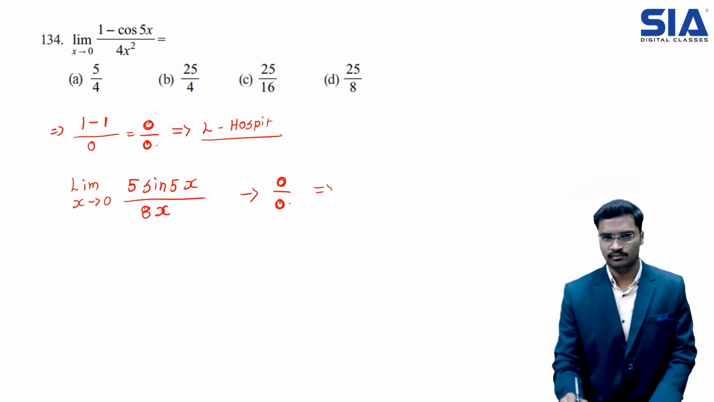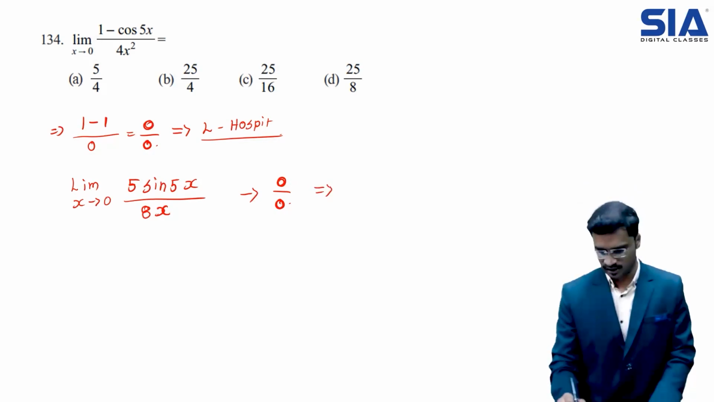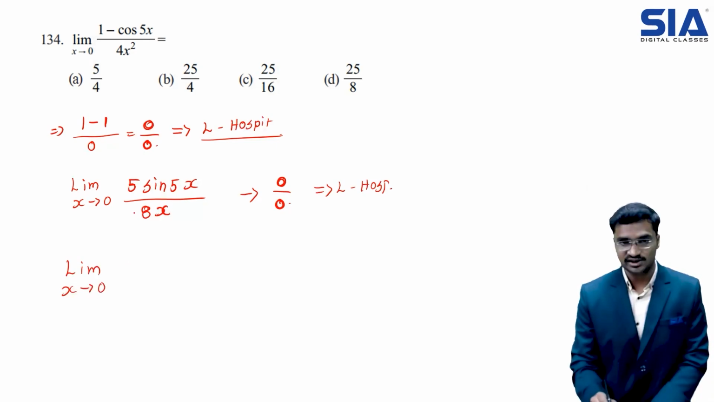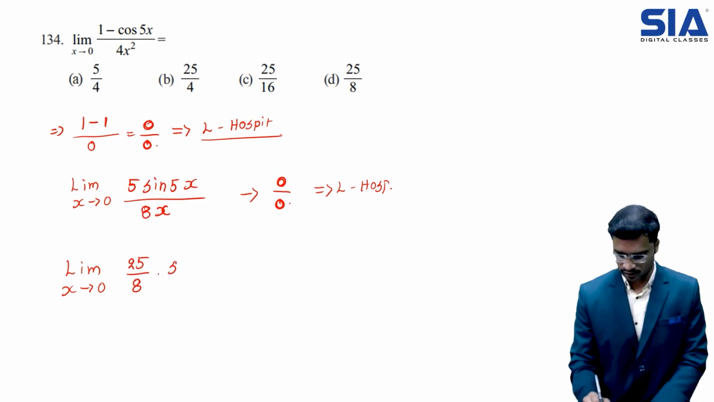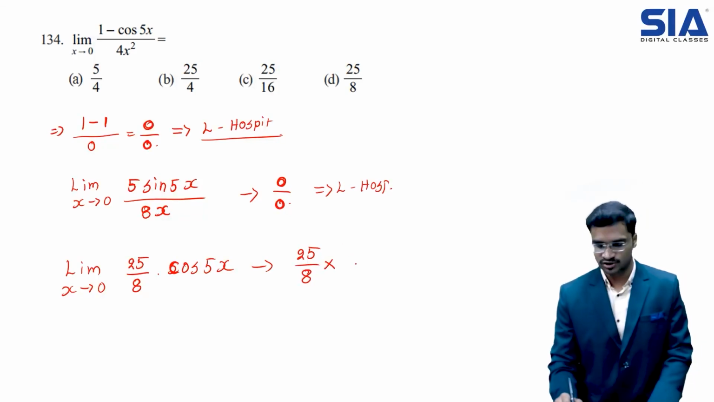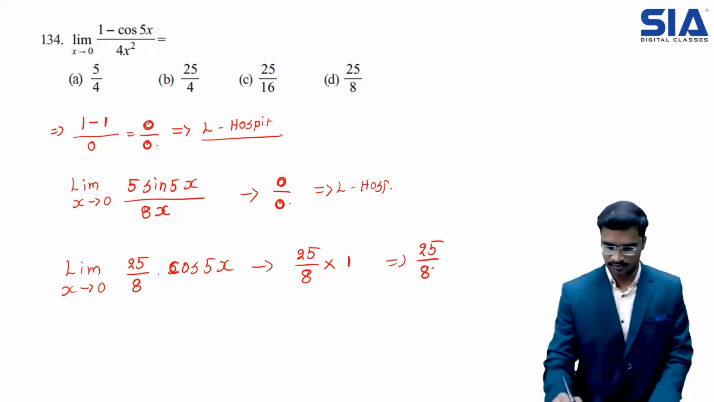So from this equation also we are applying the L'Hospital rule. After applying it, I am getting limit x tends to 0, 5 fives are 25, 25 by 8 into cos 5x, since the derivative of sin 5x becomes cos 5x. Let us substitute the value 0 here. So 25 by 8 multiplied by cos 0. Cos 0 is 1. So our answer is 25 by 8, which is option D.